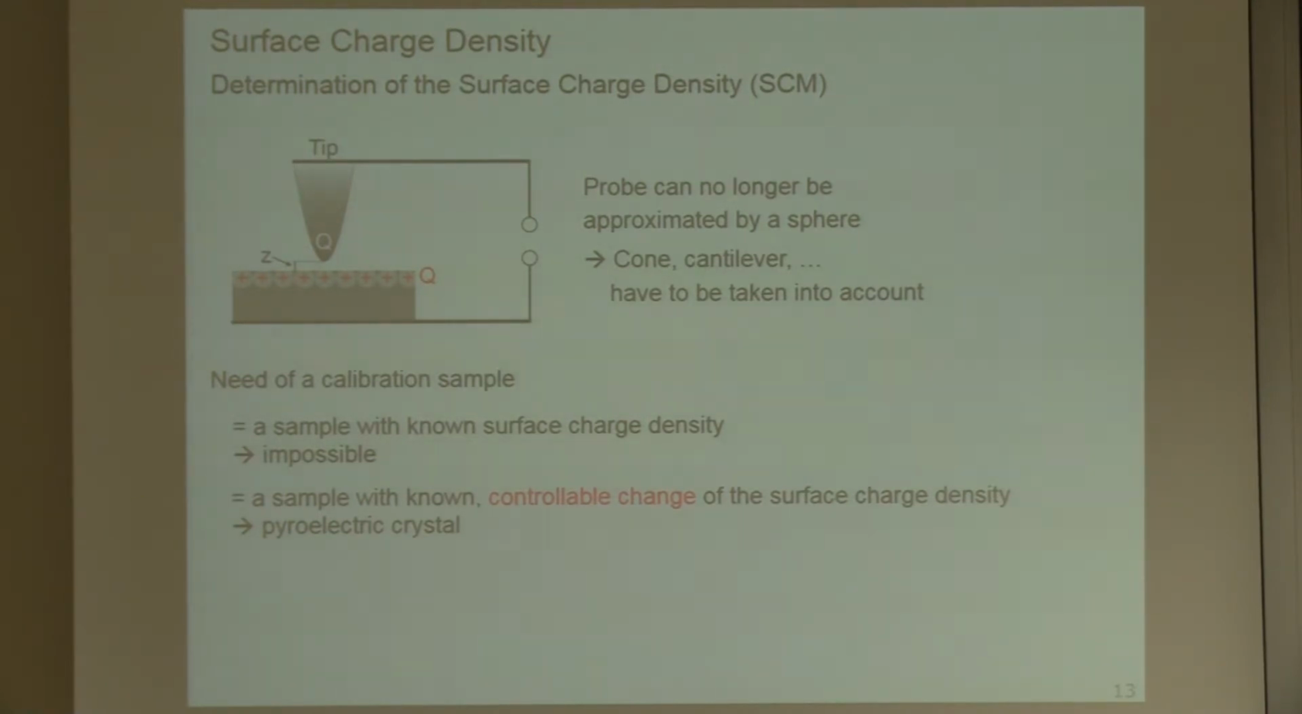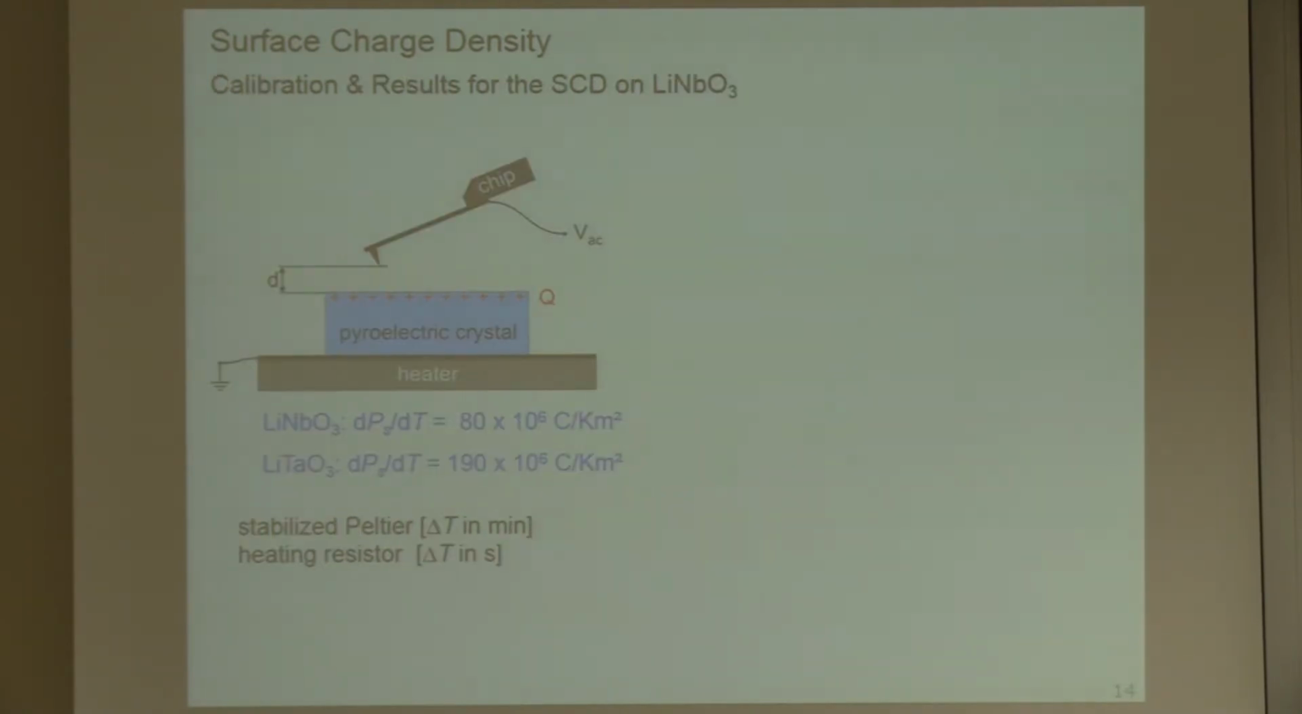All those samples are pyroelectrics. Every pyroelectric does it. A pyroelectric is defined by the idea that you change the temperature by a known amount, and this changes the surface charge density. So if you look with your microscope at such a pyroelectric sample, you should be able to really measure the quantity of your surface charge density in absolute values.